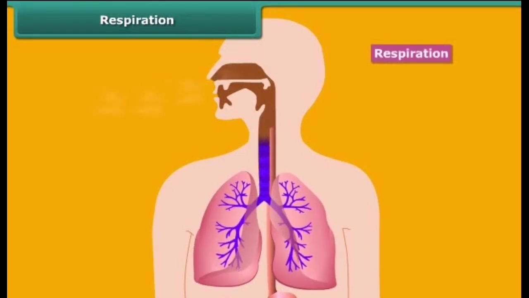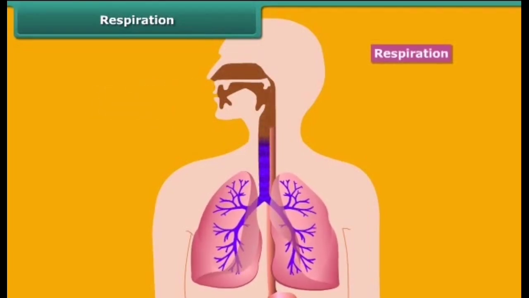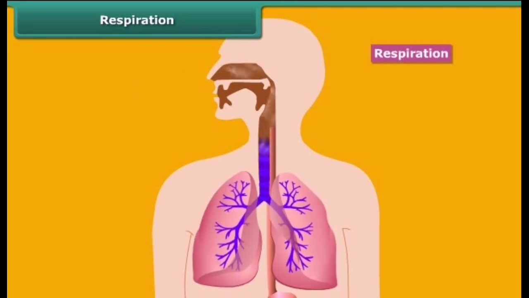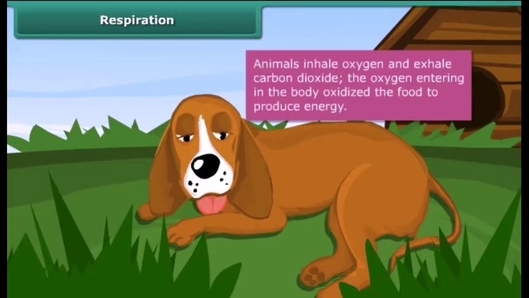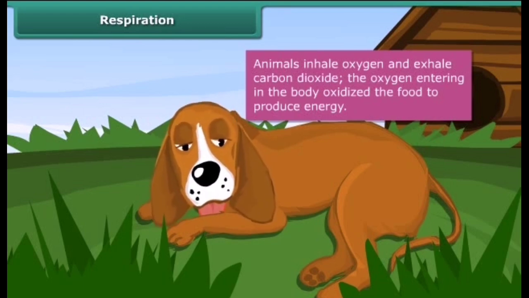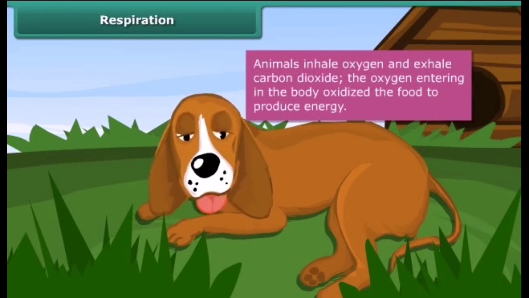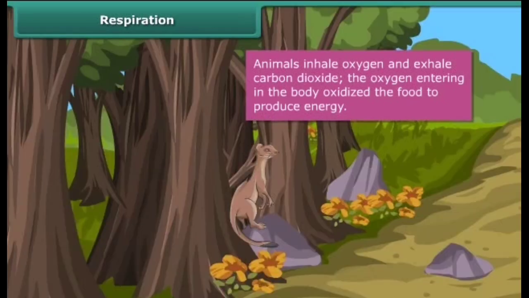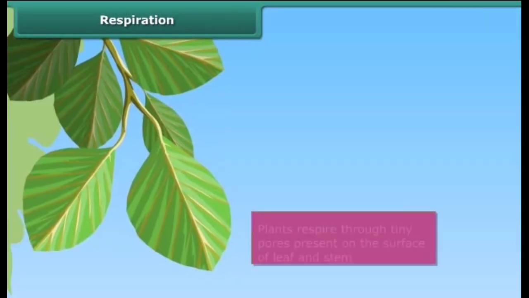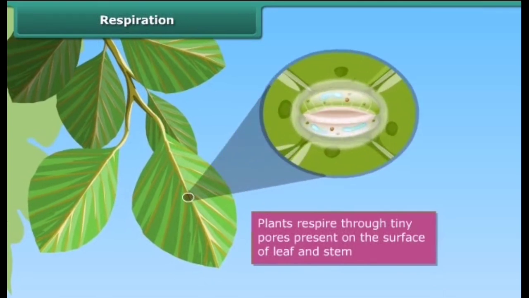Respiration is an important characteristic of living organisms. They require oxygen for the process of respiration. Animals inhale oxygen and exhale carbon dioxide. The oxygen entering the body oxidizes the food to produce energy. This energy is further utilized by the body to carry out various life activities. Plants respire through tiny pores present on the surface of leaf and stem.